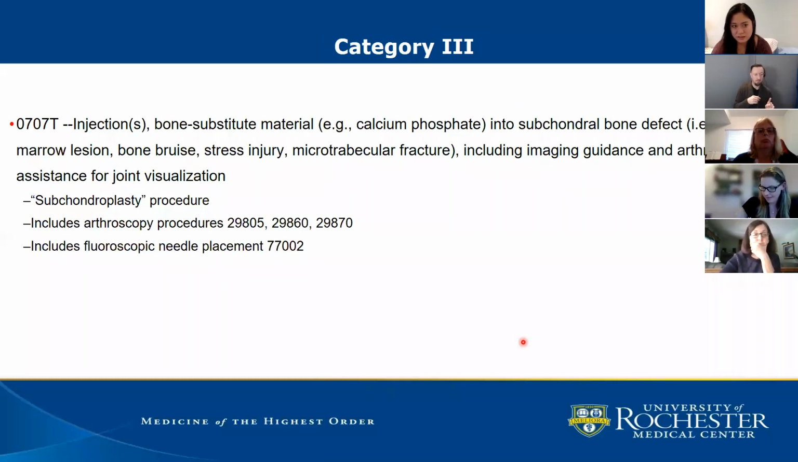And the next category 3, so this is 0707T. And so this is an injection of bone substitute material. So for example, calcium phosphate that can actually be injected into an area where bone is not as strong, or maybe the patient had a stress injury or there's a bone lesion in that area. So what we can do is have this calcium phosphate injected into that area to fill in the gap of where it was missing before.